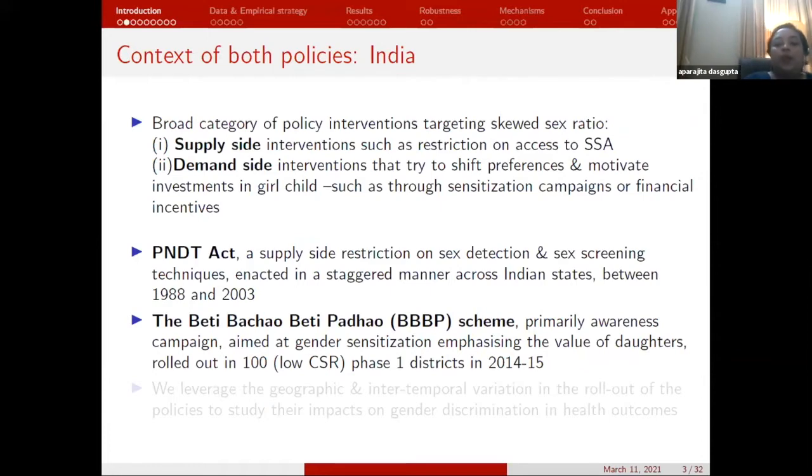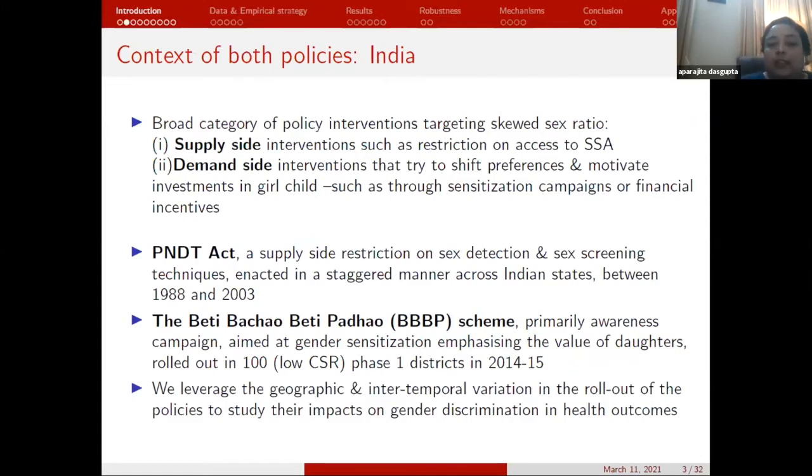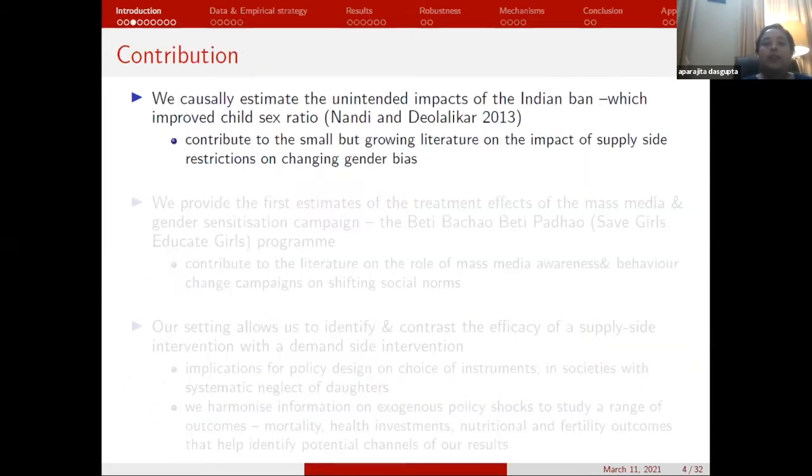So what we do is we leverage the geographic and intertemporal variation in the rollout of these two policies to study their impacts on gender discrimination in a host of welfare outcomes, starting from mortality, nutrition, and health investments.